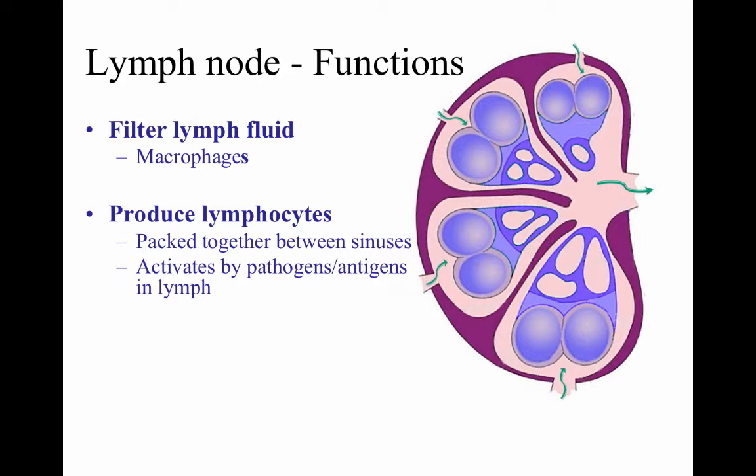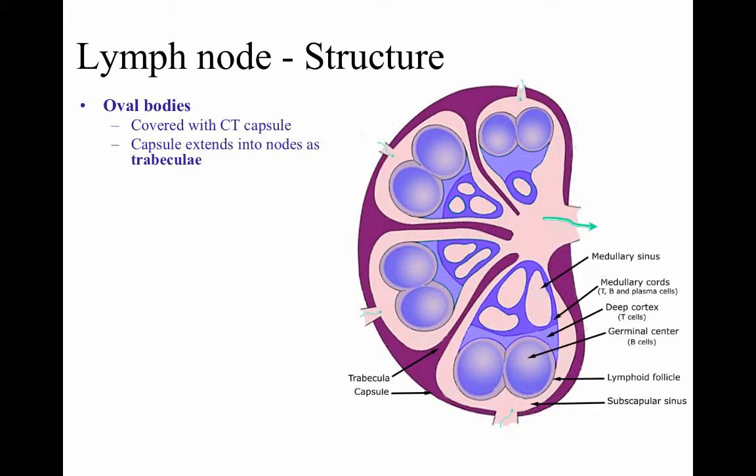They also produce lymphocytes, and in these germinal areas, in the follicles, they're packed between sinuses. So these different sinuses that are enclosed in here. And these lymphocytes are activated by pathogens or antigens that exist within the lymph. This is a responsive characteristic that the lymph nodes have to offer. In many cases, they're also a site of metastasis, or the spreading of tumors that could exist through a cancer process. We see that lymph nodes have oval bodies, and they're covered with connective tissue capsules.